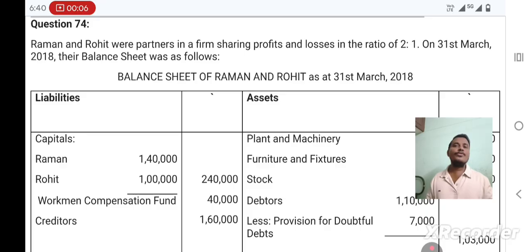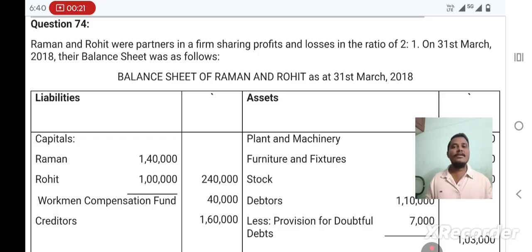In this video, I'm going to teach you how to calculate proportionate capital. For class 12 CBSE and ISC boards, you can find this video very useful.